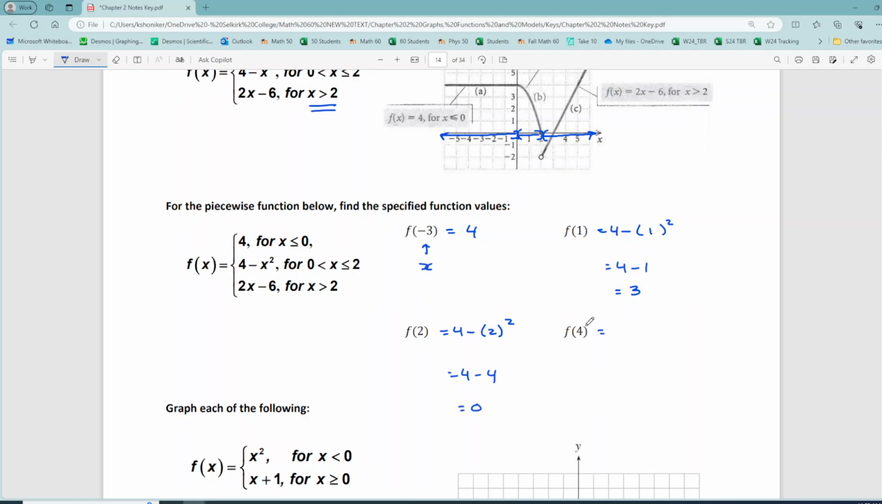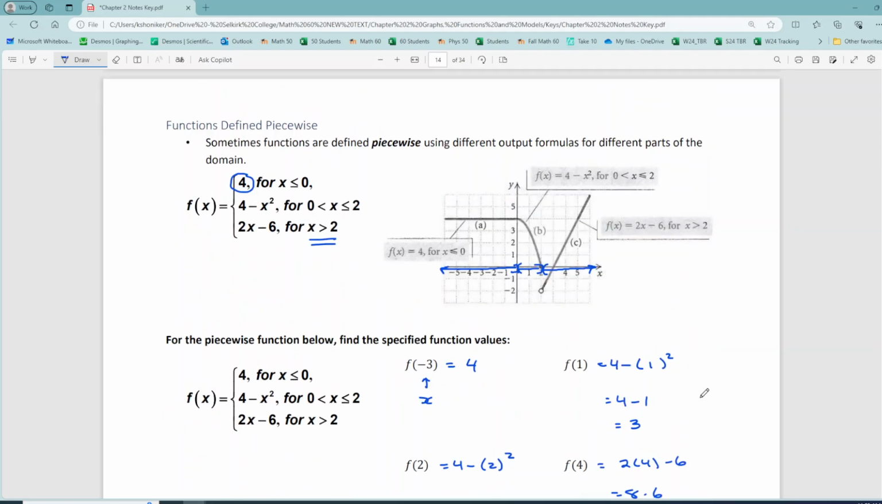And then the last one is an x value of 4, which is greater than 2. So I'm going to plug into this linear function, 2 times 4 minus 6, which gives me 8 minus 6, which is 2. So that's what we're doing. We're going to be making tables of values and figuring out which x values we should plug into each expression depending upon the restricted domain.